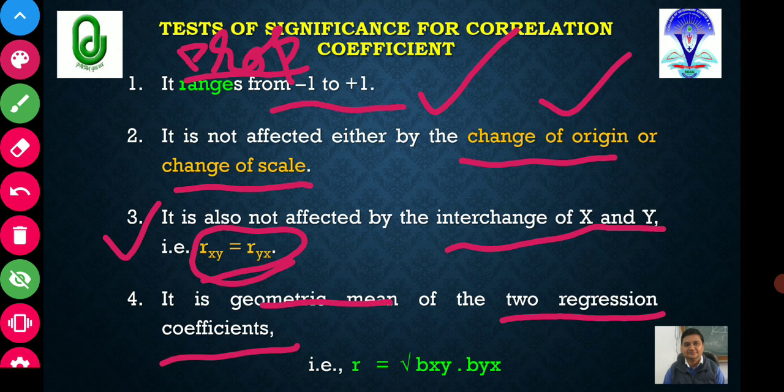So this I have written here in advance because you don't know at this stage about the regression coefficient. But just remember that the correlation is equal to the geometric mean of the two regression coefficients. Whenever you have the geometric mean of two regression coefficients, that means bxy into byx, the regression coefficient between the two variables x and y, this will be equal to the correlation coefficient. We will see this when we study regression.